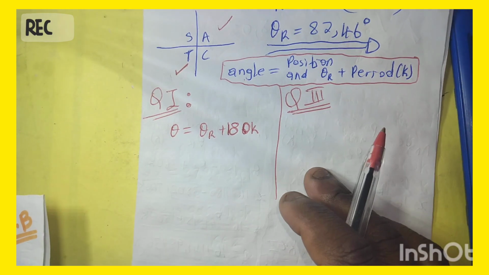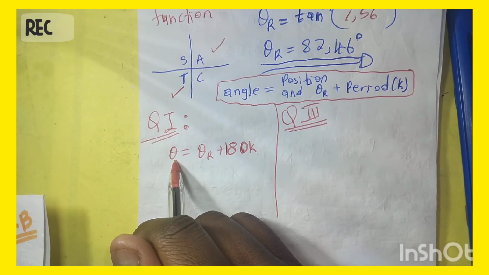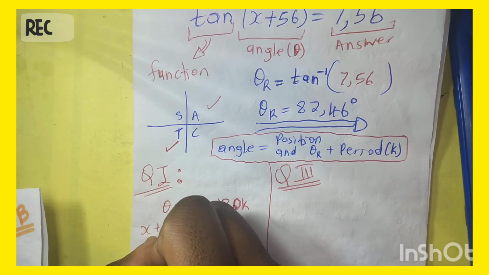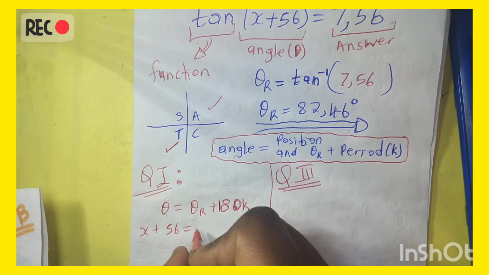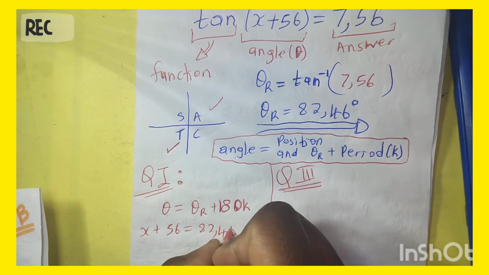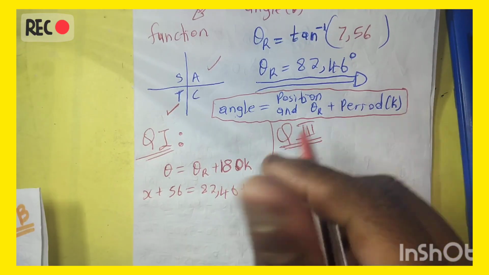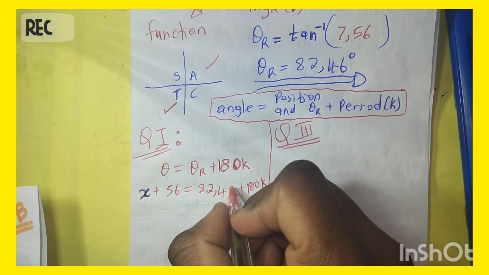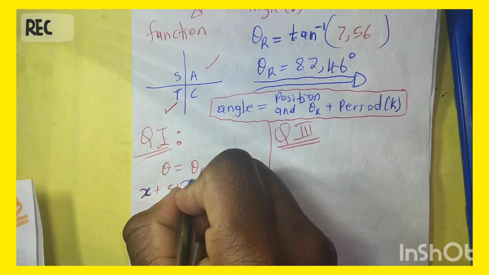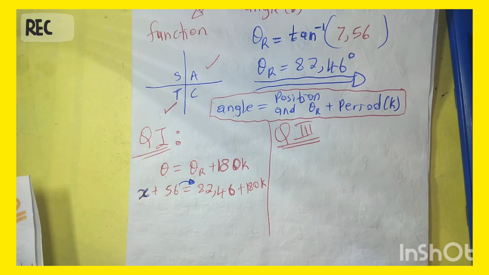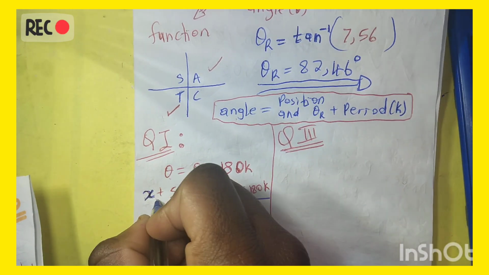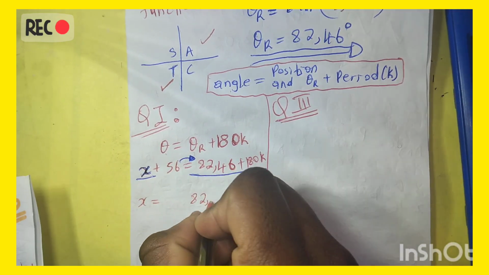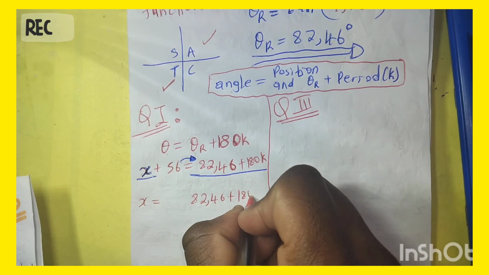Anyway, let me substitute them. Theta is the angle according to the question, that's x plus this, which is the reference angle, plus 180k. Now I can make this represent the equation, meaning I can make x alone. For me to do that, I will take this to the other side, and all of this I won't affect, I will drop them the way they are.